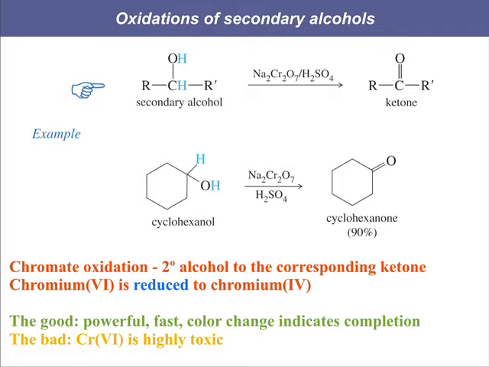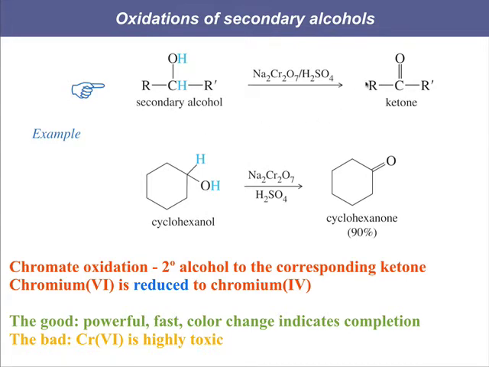The first one I'm going to start with is a very common reaction. It's called a chromate oxidation, where we use sodium chromate mixed with sulfuric acid. This is sometimes called chromic acid as a mixture. This will transform a secondary alcohol into a ketone.